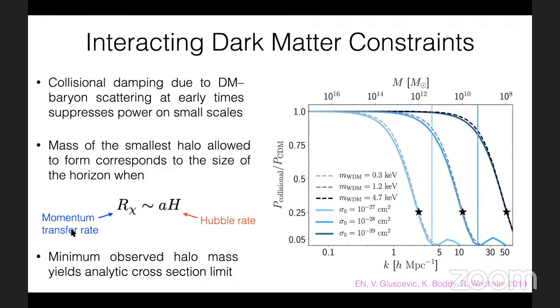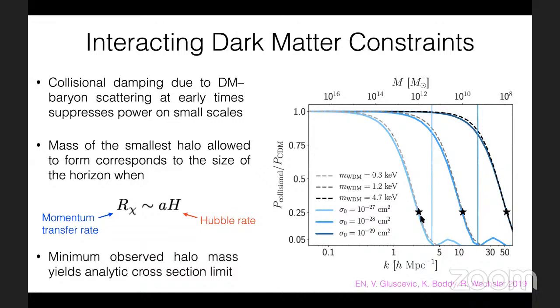So the idea is quite simple. When the momentum transfer rate between the dark matter and the photon-baryon fluid is comparable to the Hubble rate or drops below the Hubble rate, then that interaction freezes out and structure can grow again. So that equation can be turned into an analytic prediction for the minimum halo mass that you expect to observe in such a model.